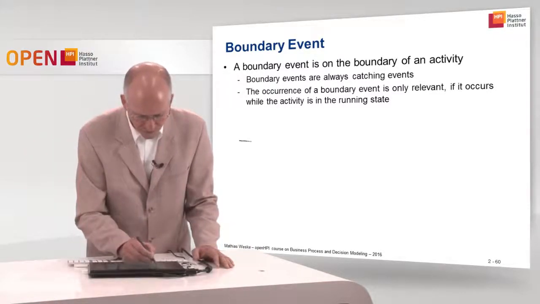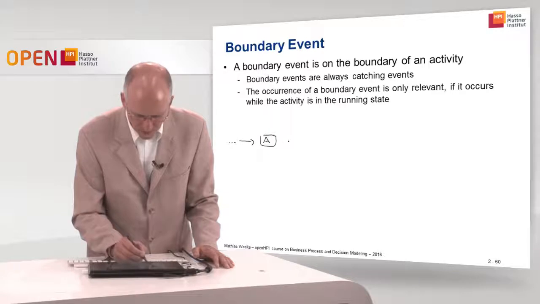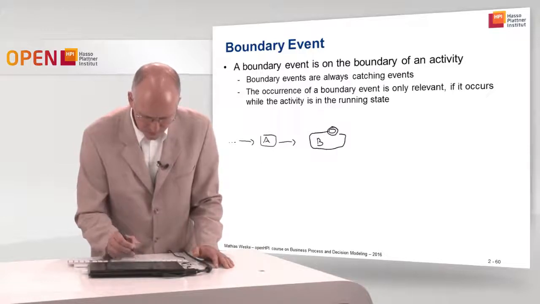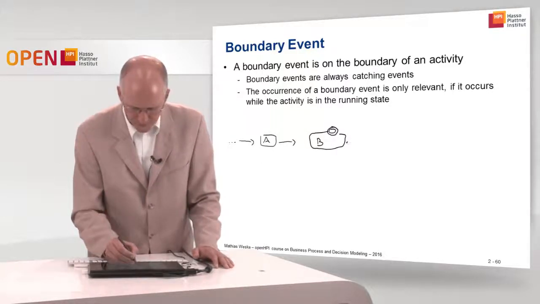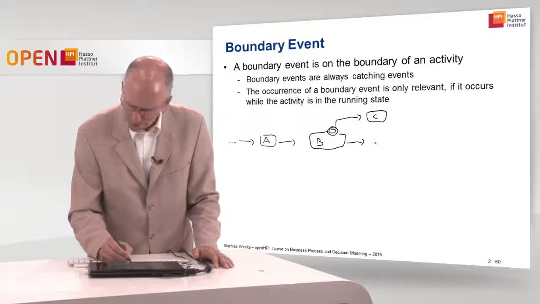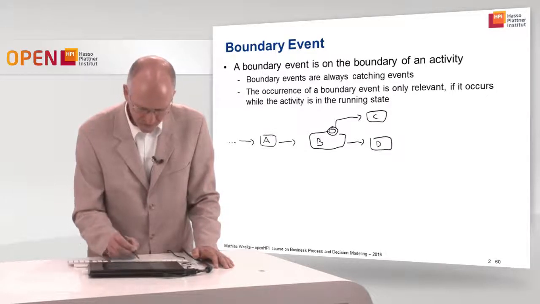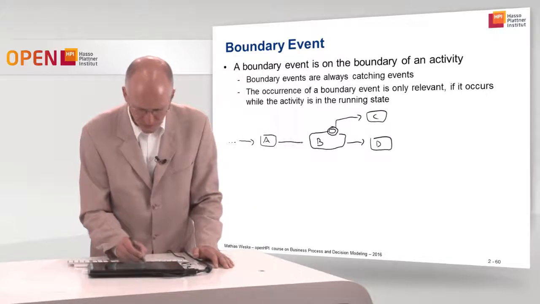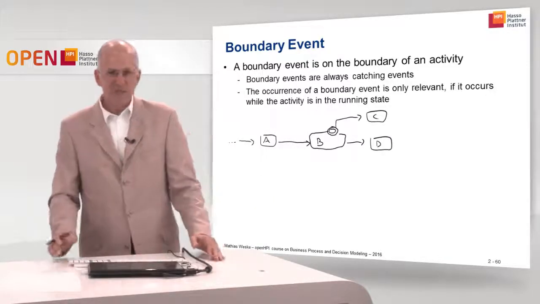So here we have the process continuing with activity A. Then we have an activity called B. And the activity B has this intermediate event, and it's a boundary event. The drawing is not very nice, but this is a boundary event, and there we continue with activity C, and here we continue with activity D, for instance. The sequence flow needs to be a bit longer. It should go until B. All right. So here we have an activity B.